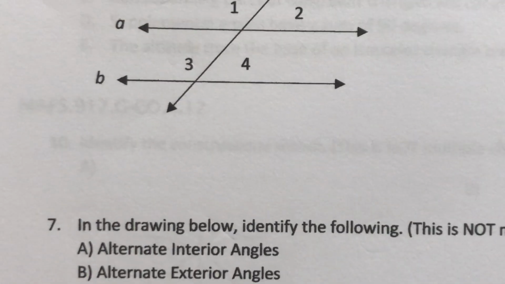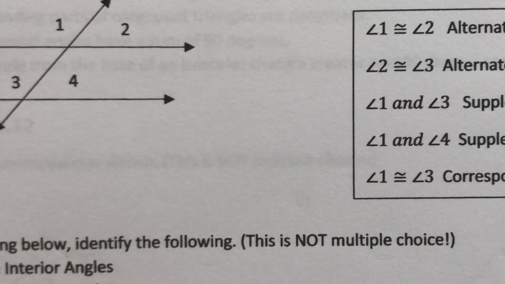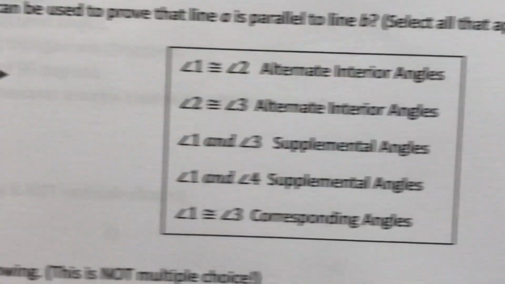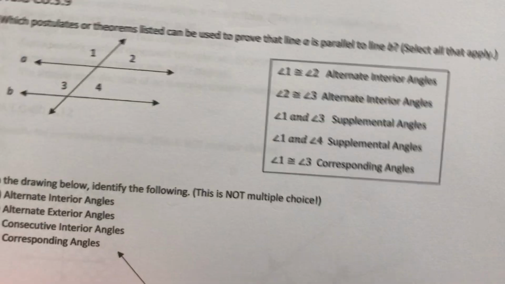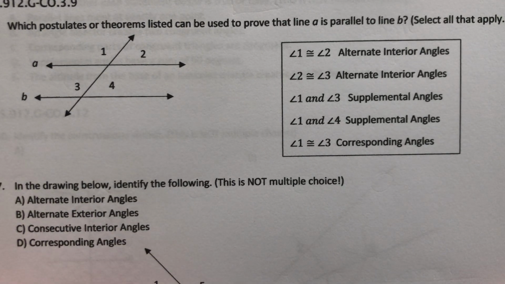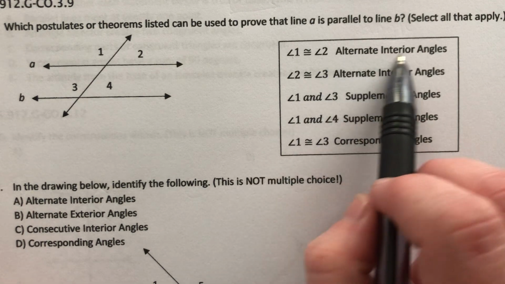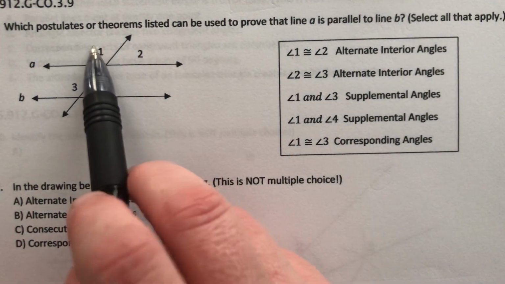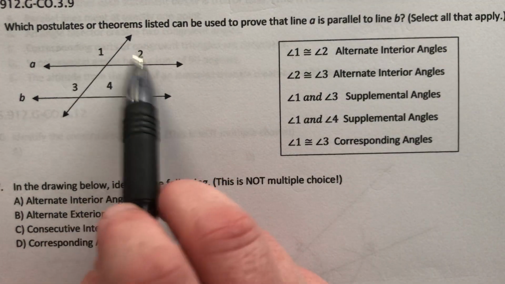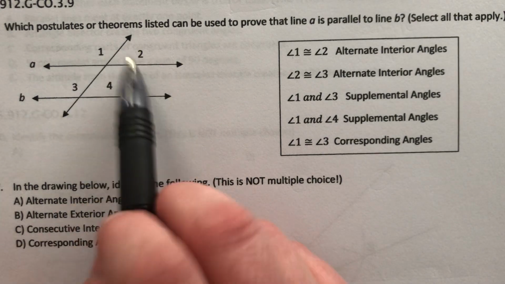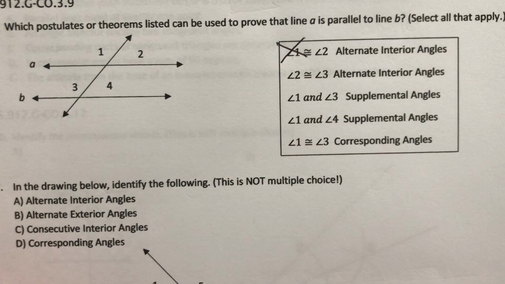All right, number 6. Which postulate or theorem can be used to prove that line A is parallel to line B? Select all that apply. All right, I want to back up and see this whole thing. So if 1 and 2 are congruent, we have alternate interior angles. 1 and 2 are congruent. No. Are they alternate interior angles? No, they're a linear pair, right? So that one's not true.